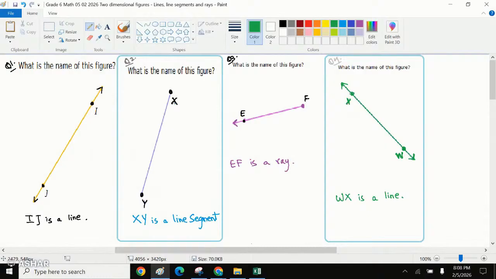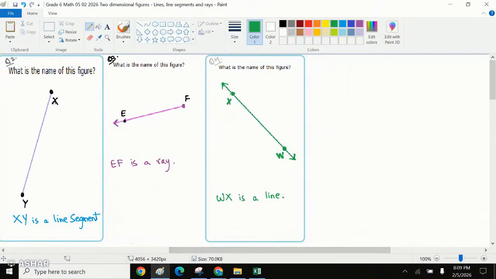Okay, thank you. You don't have to write the complete statement, just write WX. Yes, just simply write WX is a line. Yes, that's perfectly correct. There are arrows on both sides.